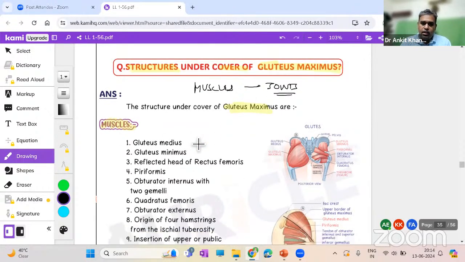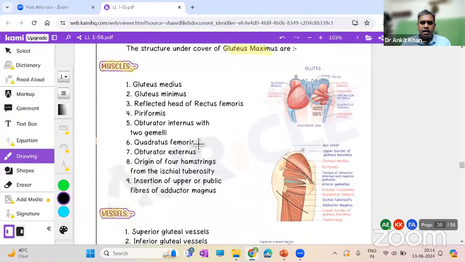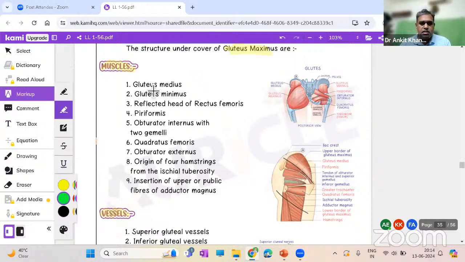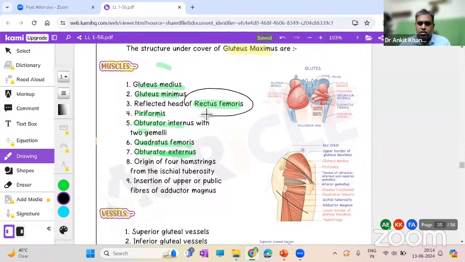So what are the muscles which you can find below or deep to the gluteus maximus? Obviously, as you can see over here, a lot of muscles. Basically, medius, minimus, piriformis, all these names that you have heard till now, they're all there. Extra, you can add over here the reflected head of rectus femoris. Now, you have heard of rectus femoris in the quadriceps femoris, which is present in the anterior thigh compartment. But this is not the entire rectus femoris, it is a reflected head.